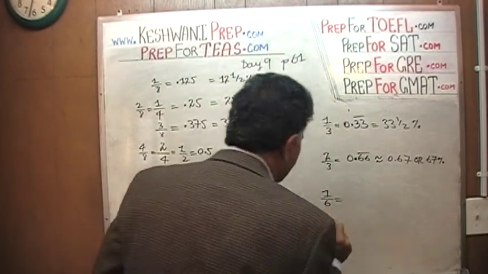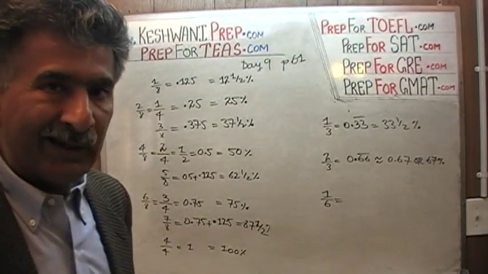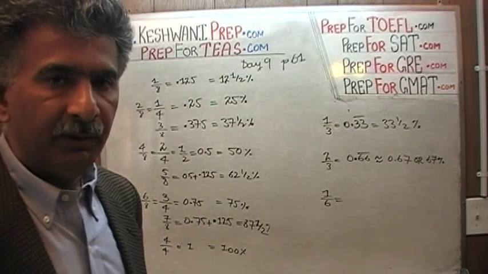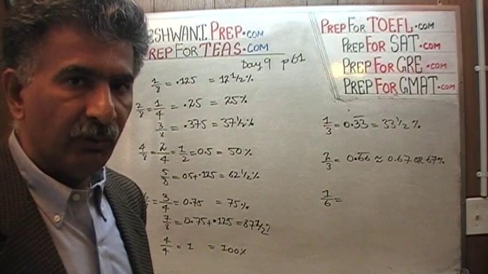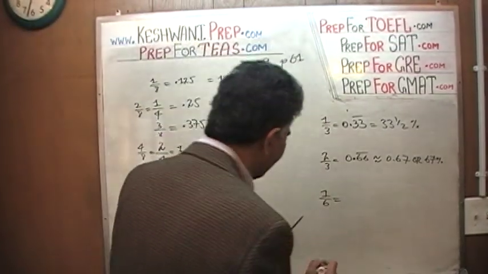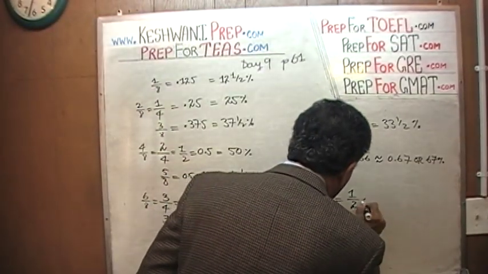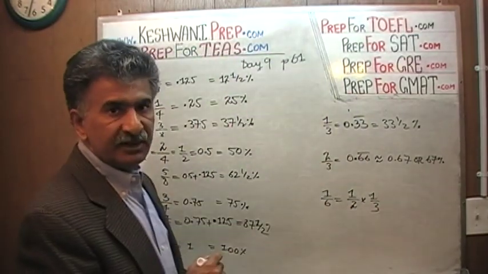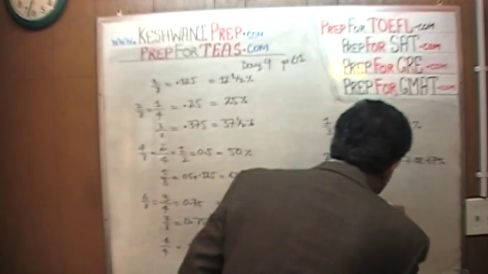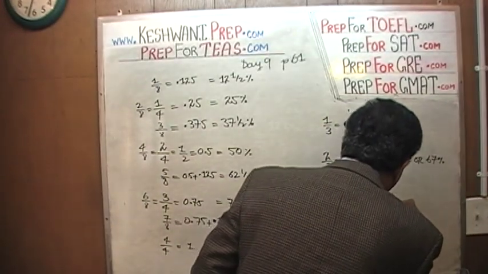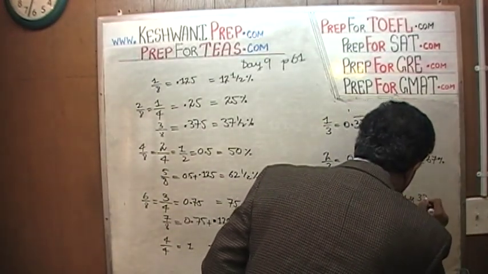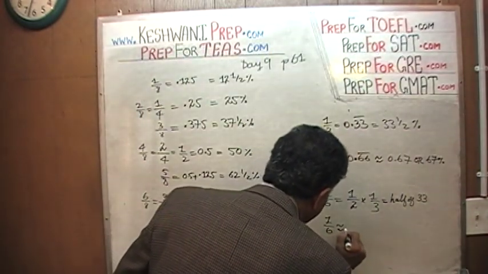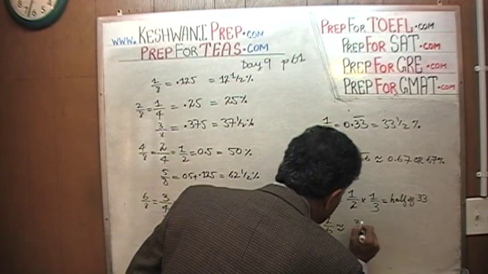1/6 again will have the same logic that 1/8 did. 1/8 we realized was half of 1/4. Similarly, 1/6 is going to be half of 1/3. 1/3 we know is 33%. So it is half of 33. Or if you like, we can say 1/6 is approximately 32 divided by 2.